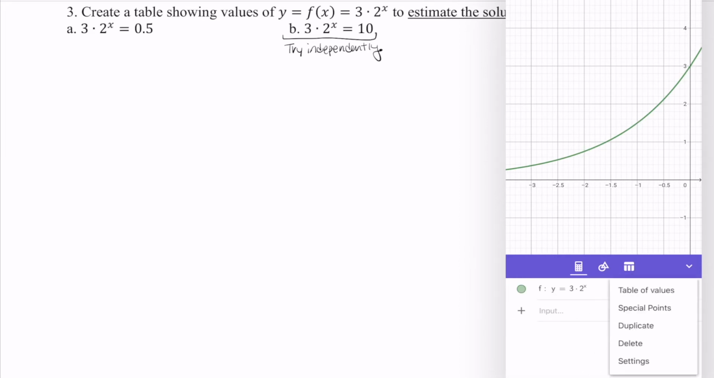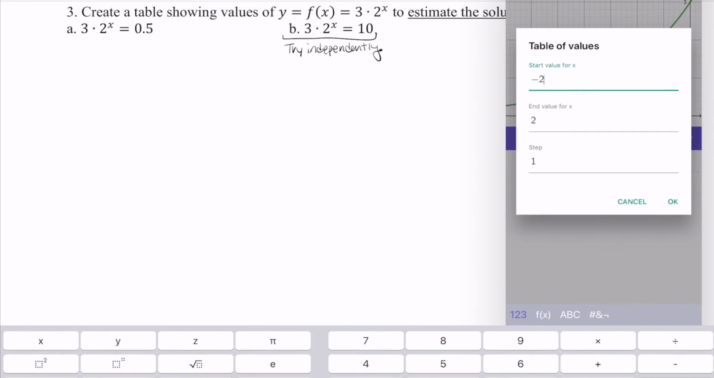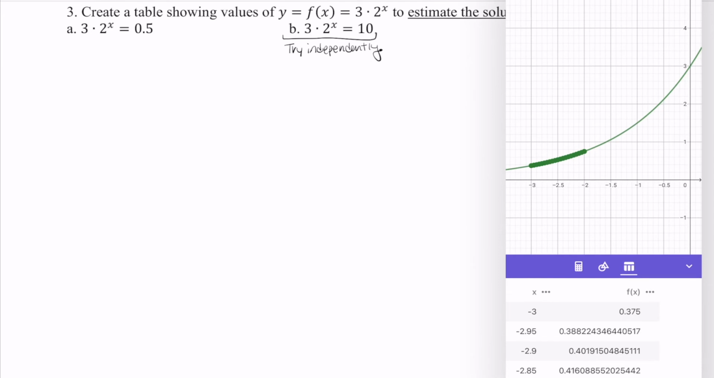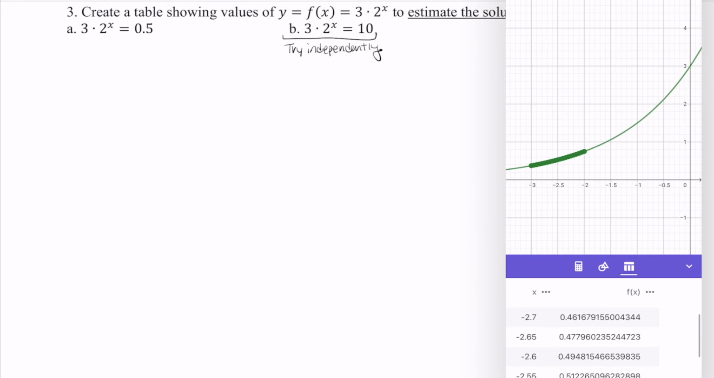And then I'm going to create a new table of values. This time I'm going to start at -3. I'm going to go to -2 only. And I'm going to make my steps 0.05. And now I'm getting a better look. And I can see I'm approaching +1/2. Oh, and there it is. Somewhere between -2.6 and -2.55, I have -2.5.